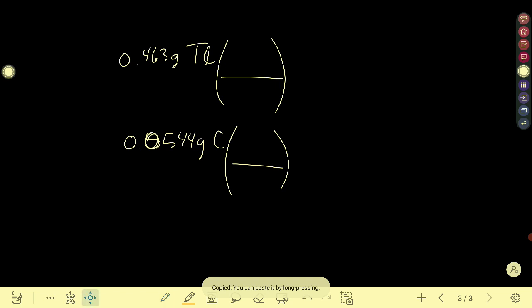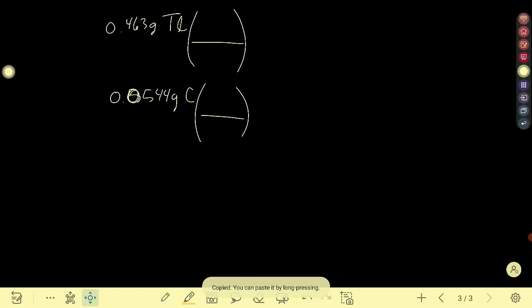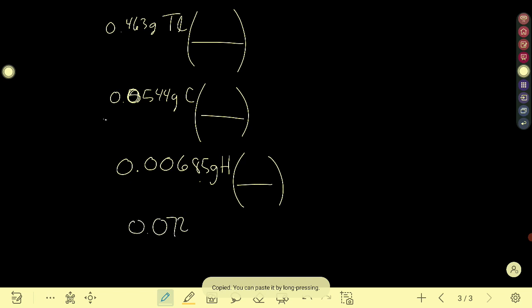I'm going to need more room here. And then we've got, so I've just done carbon. Now we've got 0.00685 grams hydrogen. Again, molar mass. And then 0.0725 grams oxygen. And here we go.